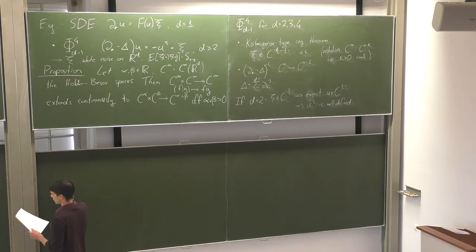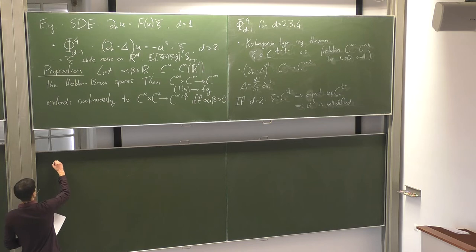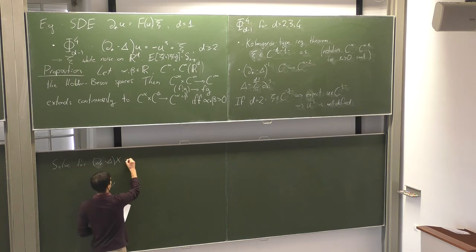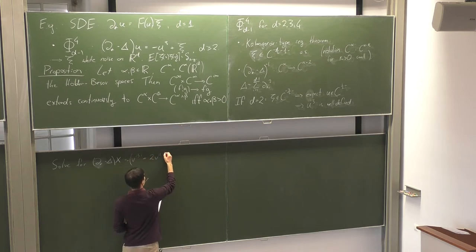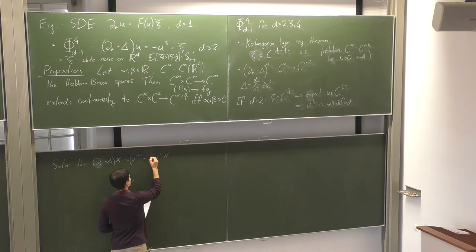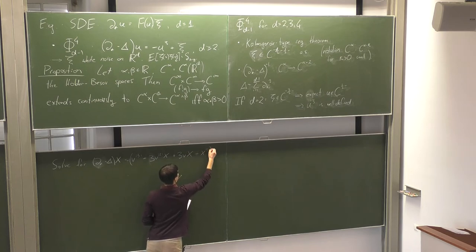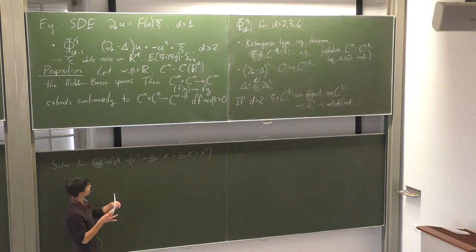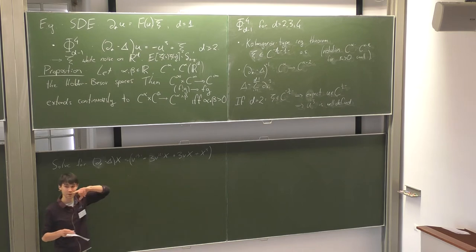So our idea now is, okay, let's solve instead for x with the same equation, but with the right-hand side equal to the Wick power v cubed plus 3 Wick v squared x plus 3 v x squared plus x cubed. So both of these processes, the Wick v cubed and the Wick v squared, are now in C zero minus.